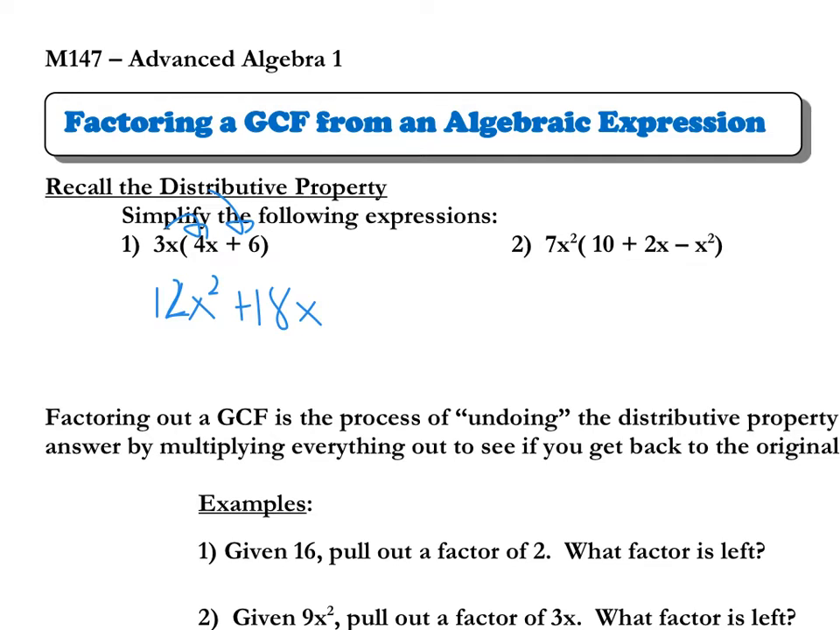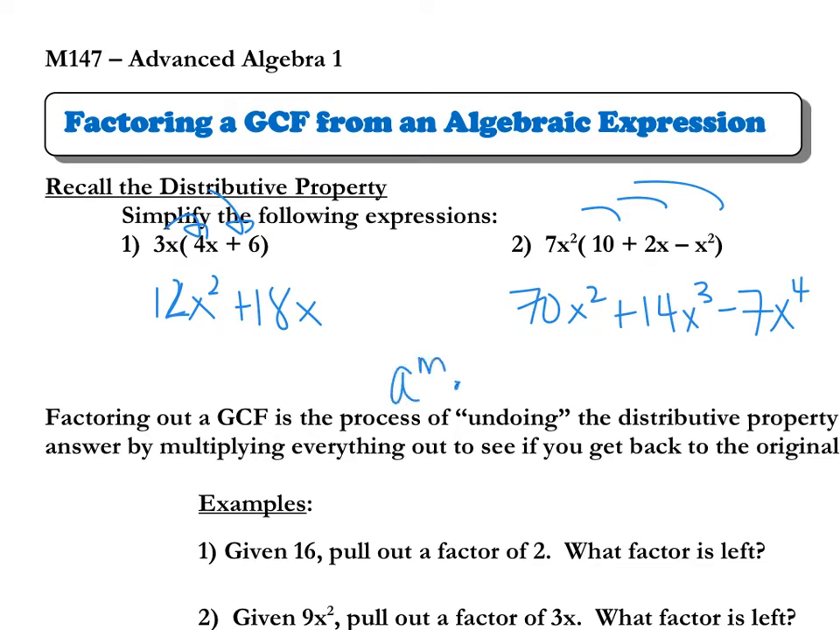Okay, and if I looked at the next one, distribute, that's 70x to the second, plus 14x to the third, minus 7x to the fourth. Okay, so once again, when you multiply powers of the same base, you add the exponents. So basically, factoring out a GCF is just the reverse of the distributive property. So you're going to find this 3x that they share in common, if you're looking at number 1.